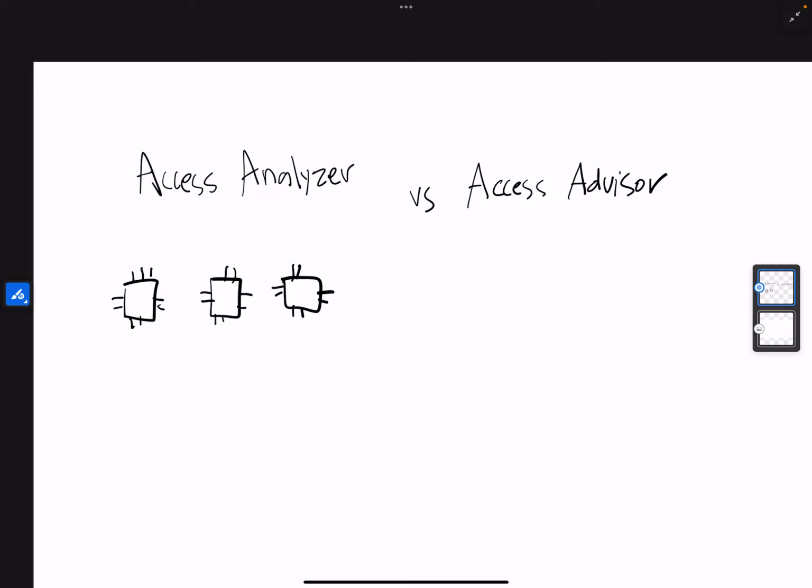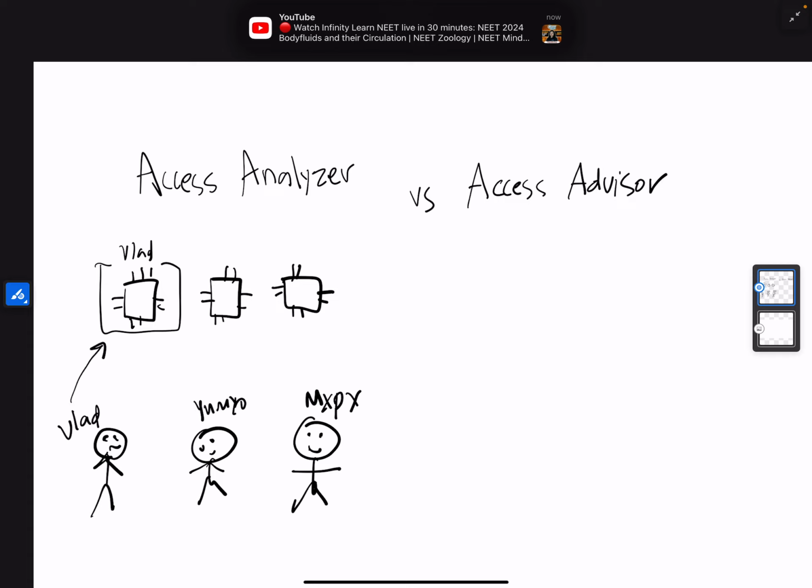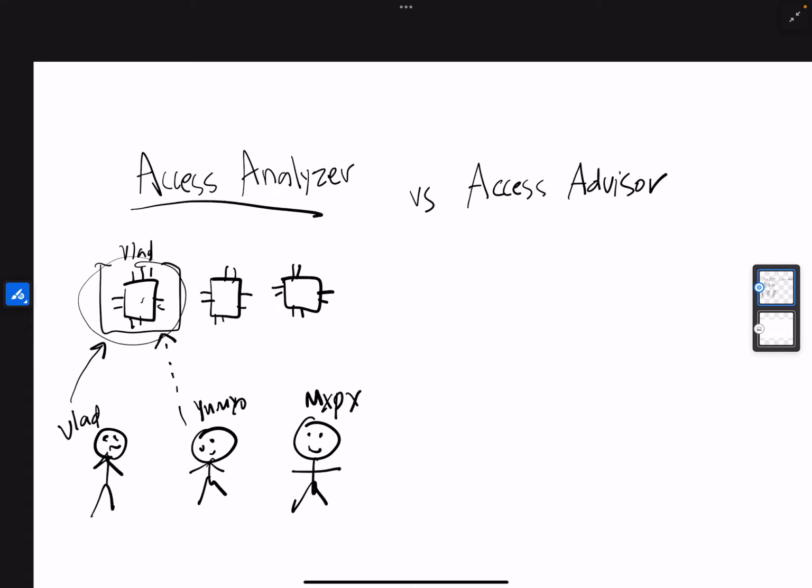So for Access Analyzer, if there is a user here, the user is Vlad. Another user is Yamu, and another user is MXPX. So if there are three users and this resource is only intended for Vlad, but Yamu can also access this resource, even if Yamu is not intended to access the Vlad resource, that is the job of the Access Analyzer.